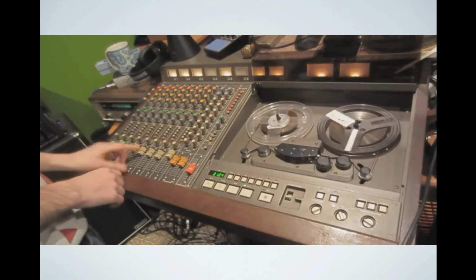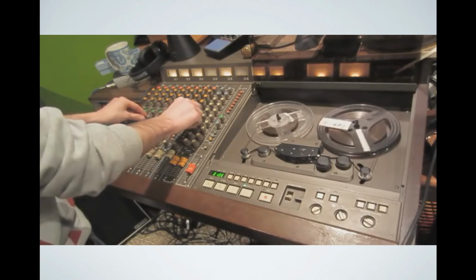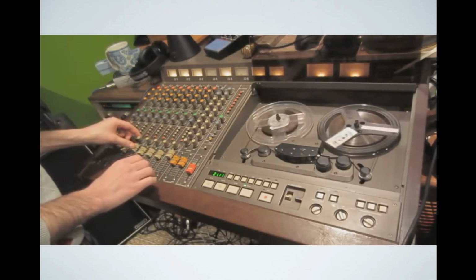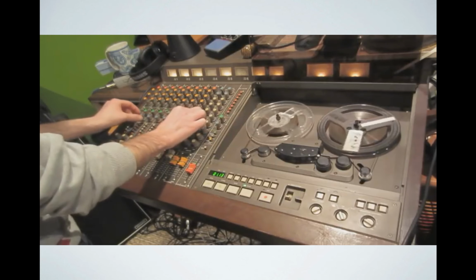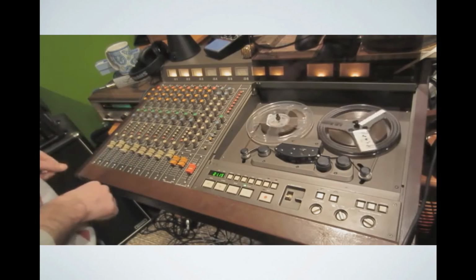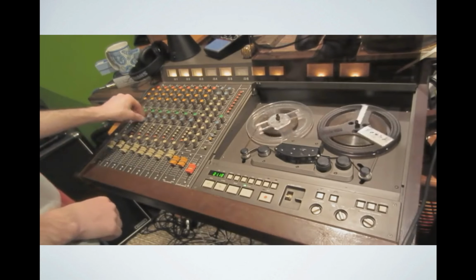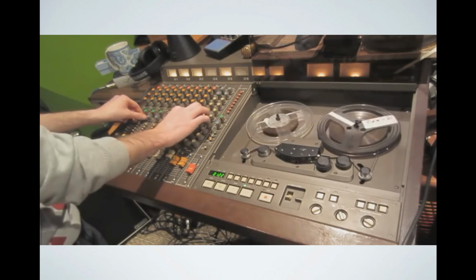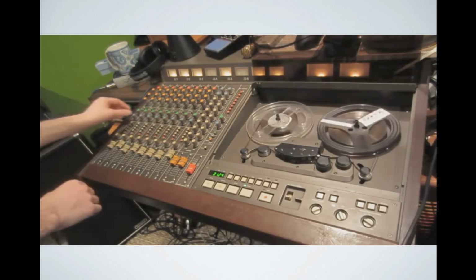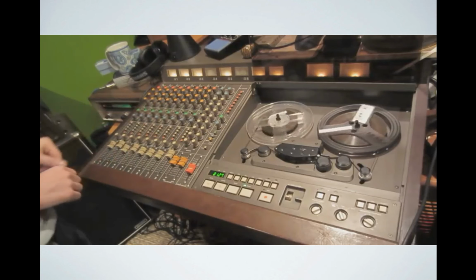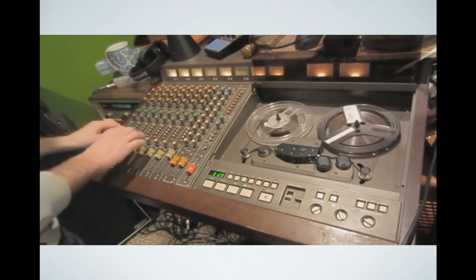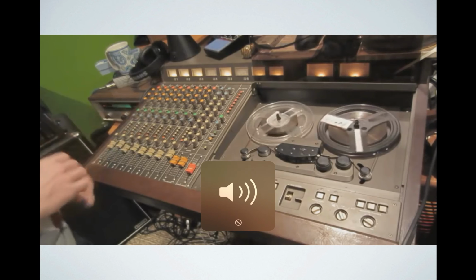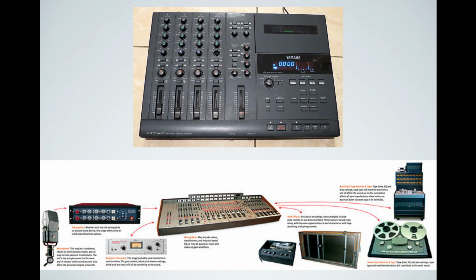Now, each of these channels, this is an 8-channel. Each of these channels is on that one reel of tape. And then moving over to the other one, in the middle is where he's manipulating. I'm pretty sure that's how this works. I don't know that much about analog recording. Yeah. So we get the idea.